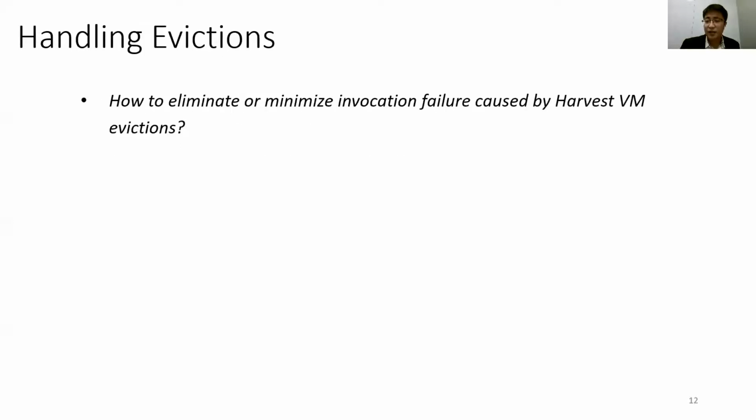Since we are convinced that serverless workloads fit harvest VMs well, our immediate challenge is to eliminate or to minimize invocation failures caused by VM evictions. The natural idea is to use a mix of low-cost harvest VMs and reliable regular VMs, in which short applications can be allocated on harvest VMs to improve efficiency, and long applications can execute on regular VMs to guarantee reliability.